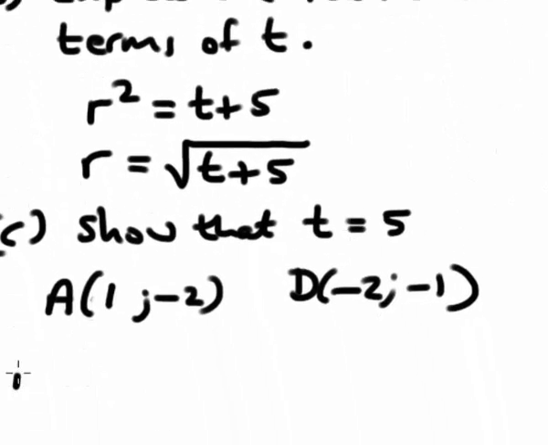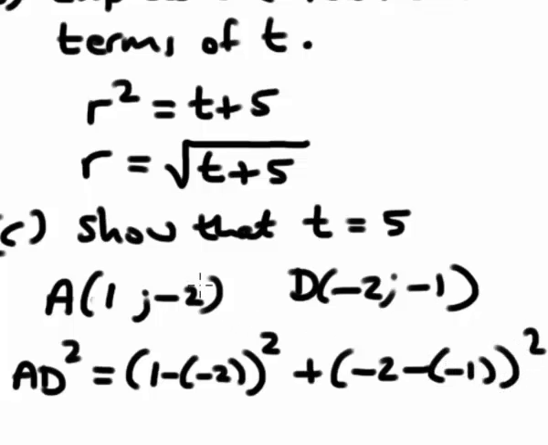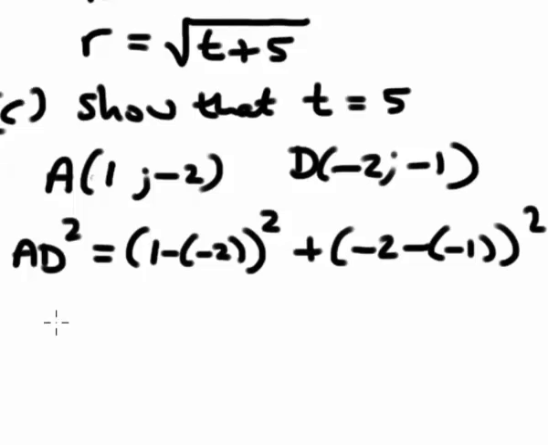Now let's work out the distance, AD squared. How do we do that? Well, we could say 1 minus negative 2, squared, the difference between the x's, all squared, plus negative 2 minus negative 1, squared. Then this gives us AD squared is equal to 3 squared, which is 9, plus negative 2 plus 1, which is negative 1 squared, which is 1.